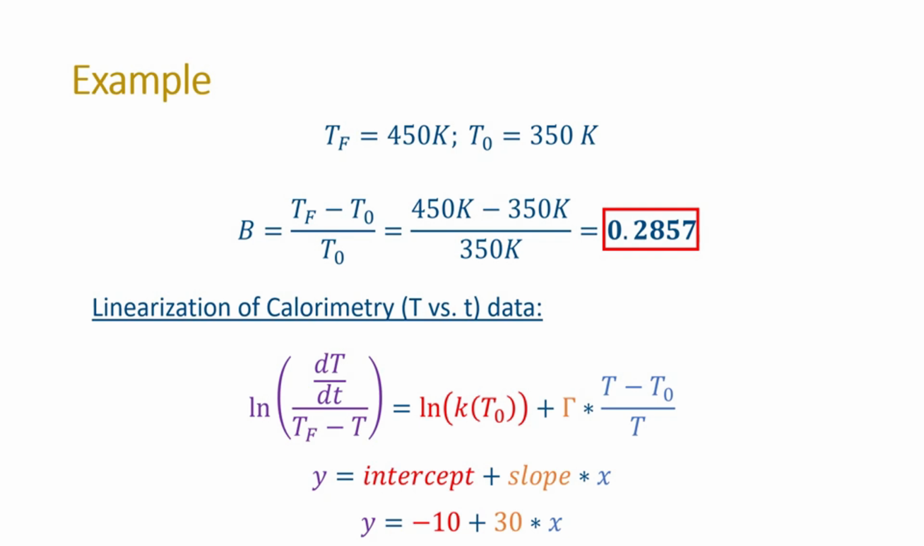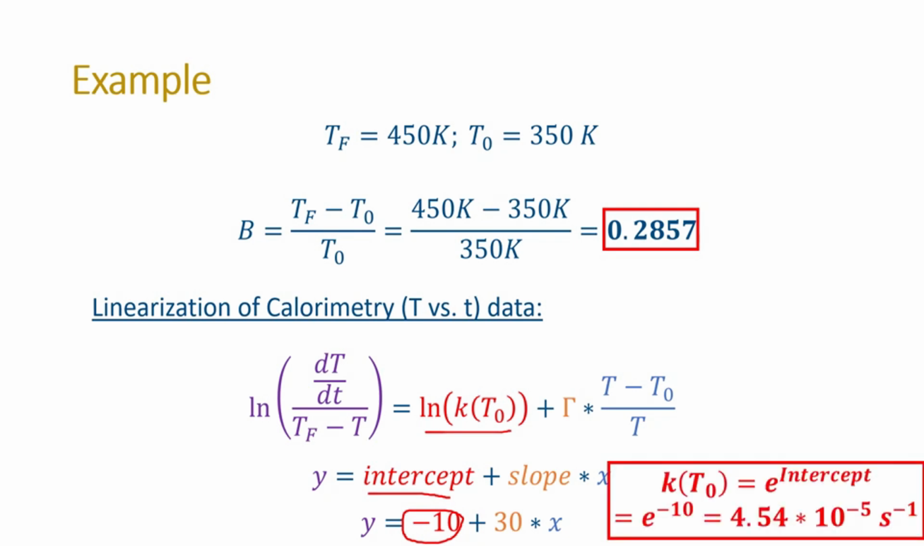The next question we were asked to answer was, what was the value of the rate constant at the detected onset temperature? Again, we see that the intercept, which we're told is -10 when we linearize the data, is equal to the natural log of the rate constant at the onset temperature. So we know then that k at T0 is equal to the exponential function raised to the intercept. So e to the -10 would be equal to 4.54 times 10 to the -5th inverse seconds, assuming that time here is measured in seconds.